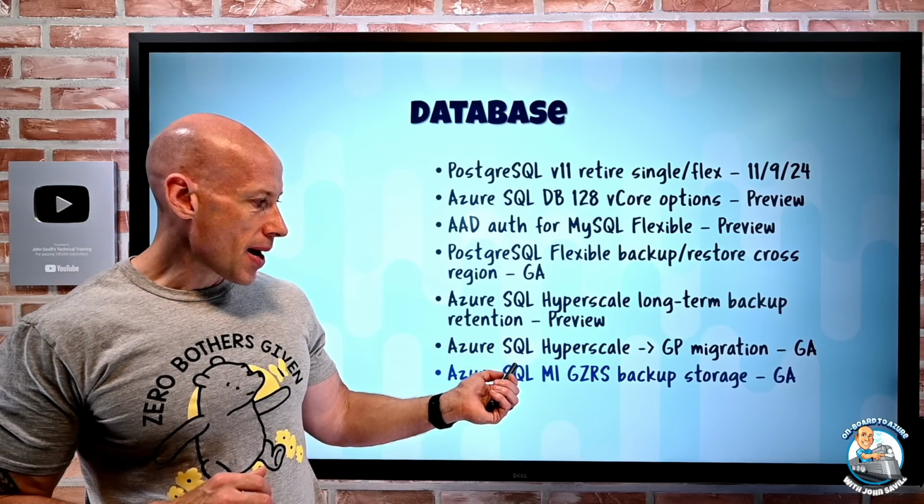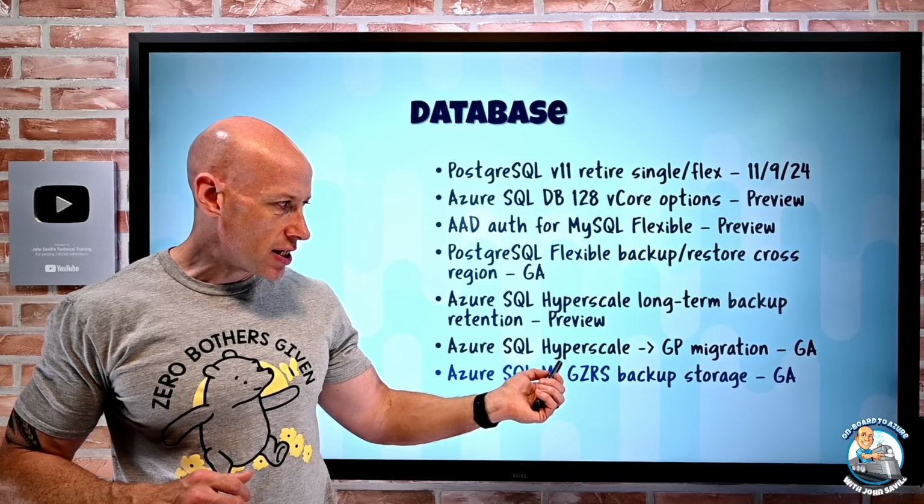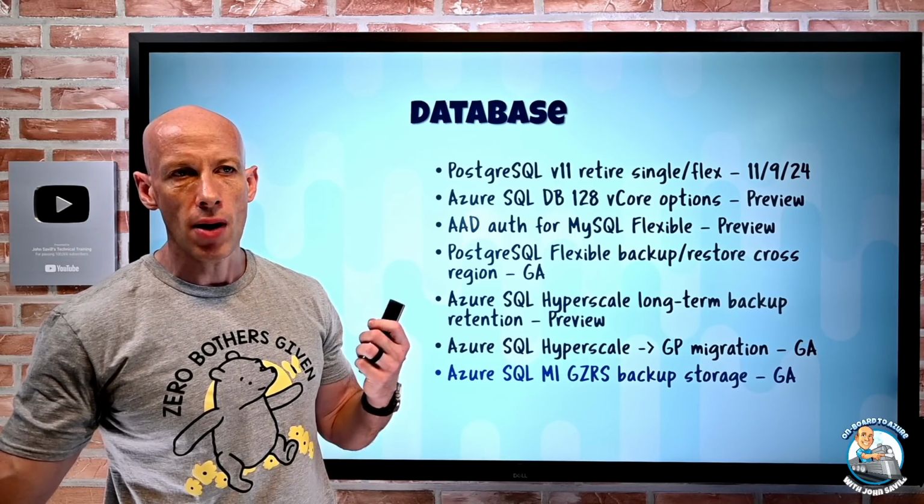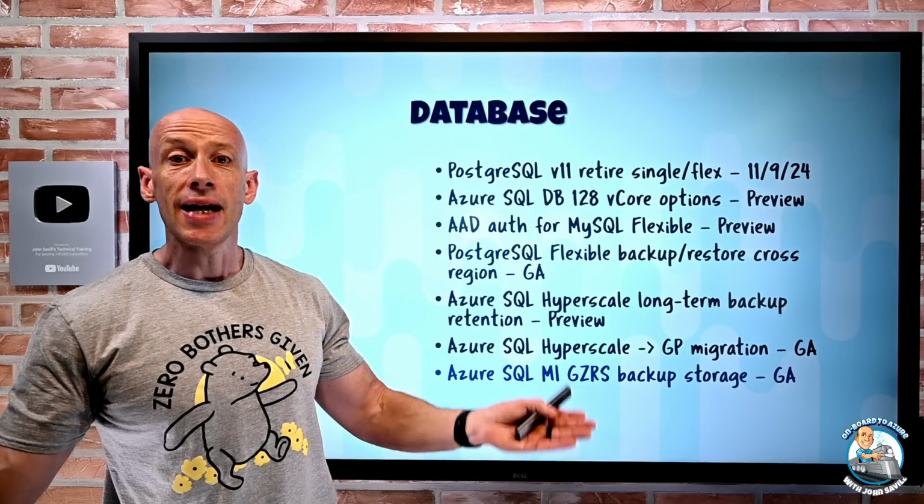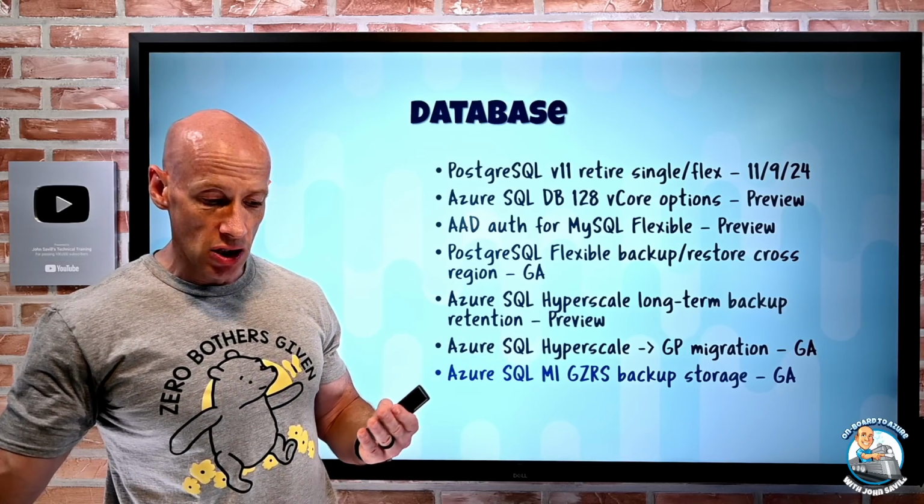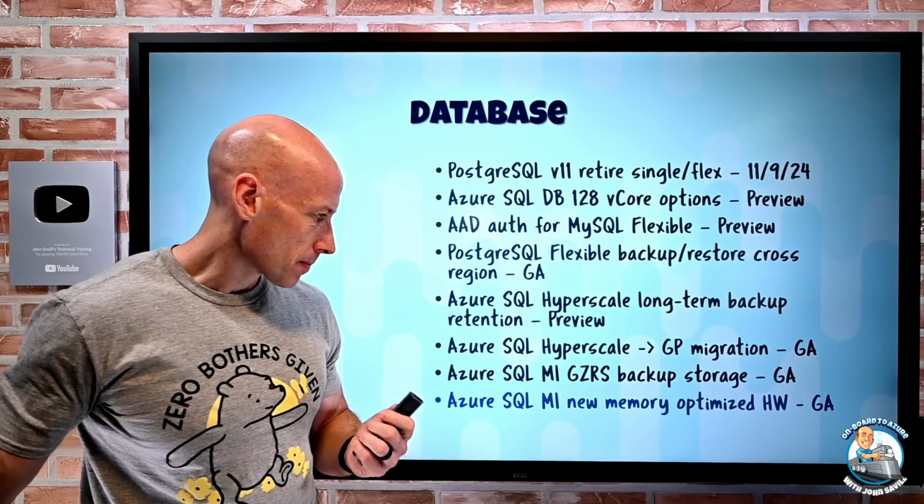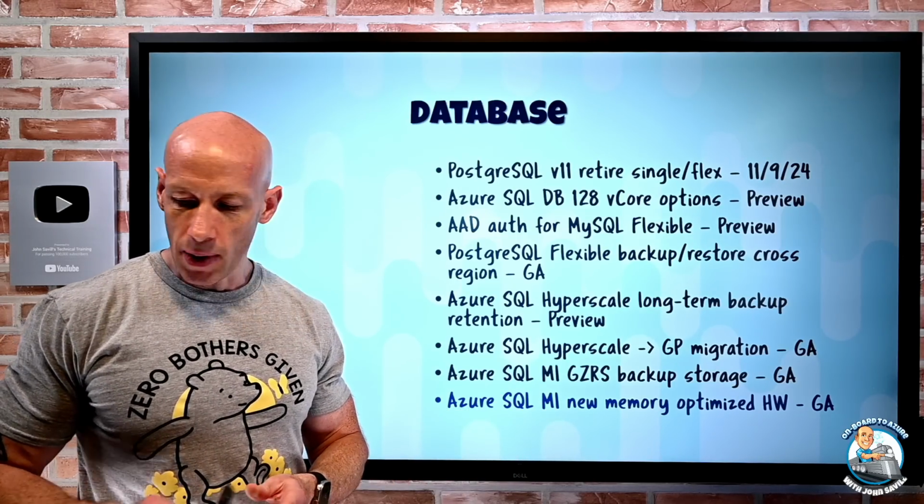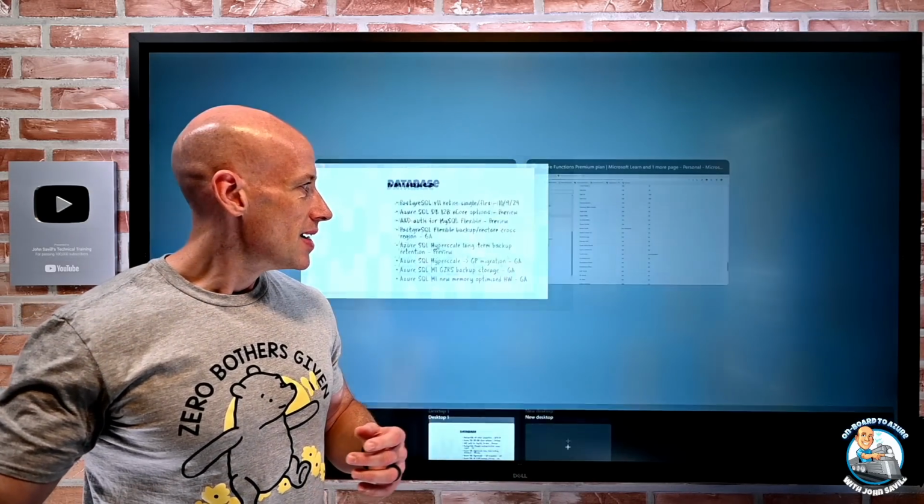Azure SQL Managed Instance now has a GZRS backup option. This is where I have the 3 primary copies spread over AZs and then asynchronously copied to the paired region, where there's another 3 copies. And Azure SQL MI also has a new memory optimized hardware generation. And this is actually pretty cool. We'll look at this quickly.